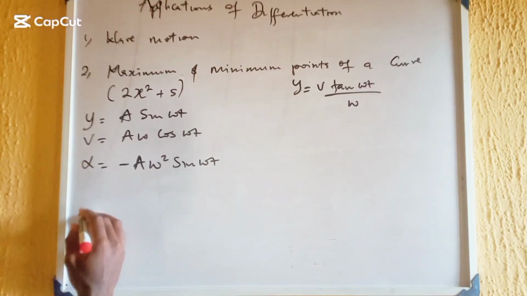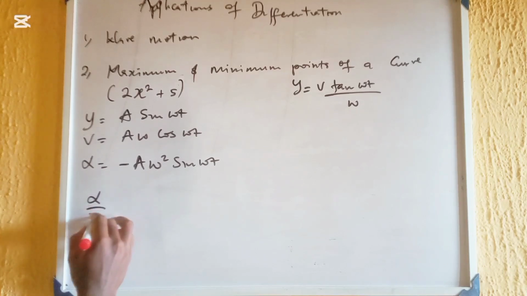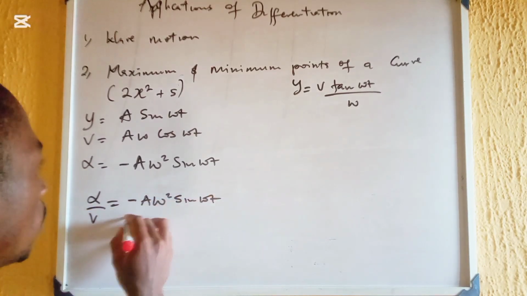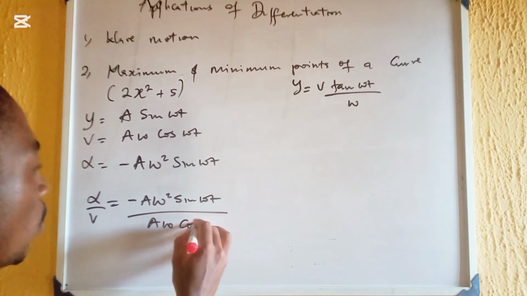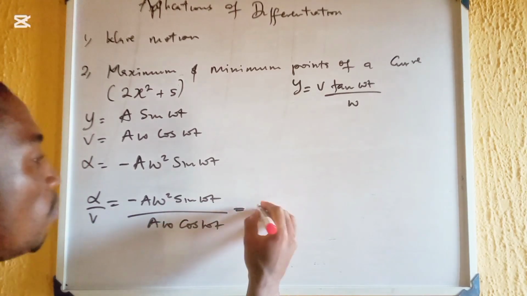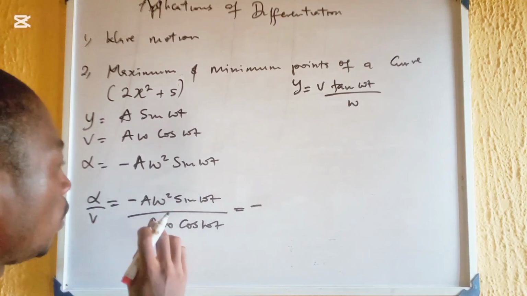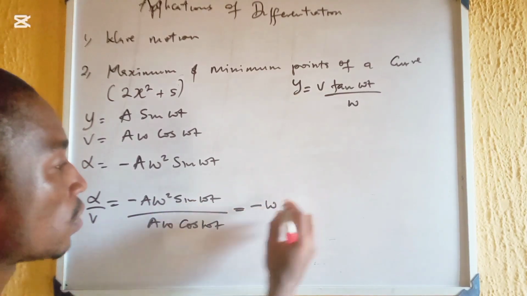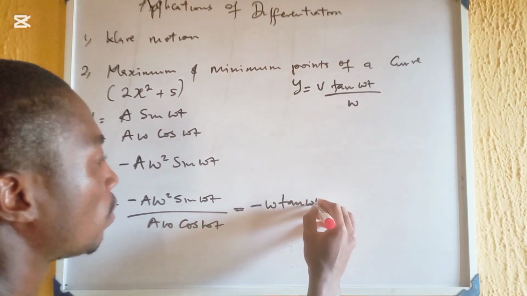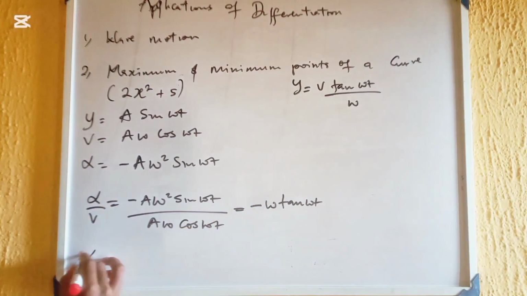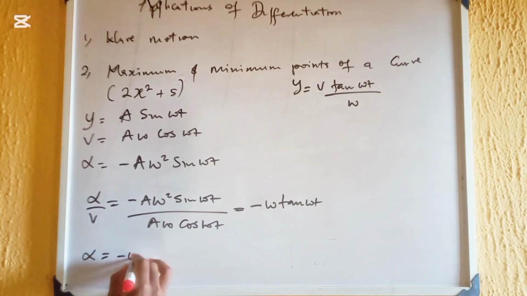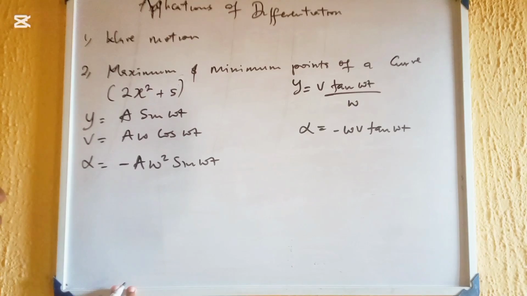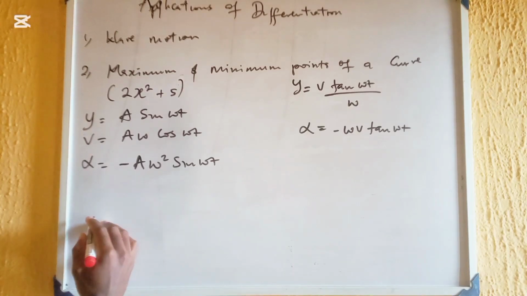So between v and alpha, we'll be having alpha over v is equal to minus Aw squared sin wt over Aw cos wt. So we have minus, A will cancel A, then w squared divided by w gives w, and sin wt over cos wt is tan wt. So you can see that alpha is equal to minus wv tan wt.